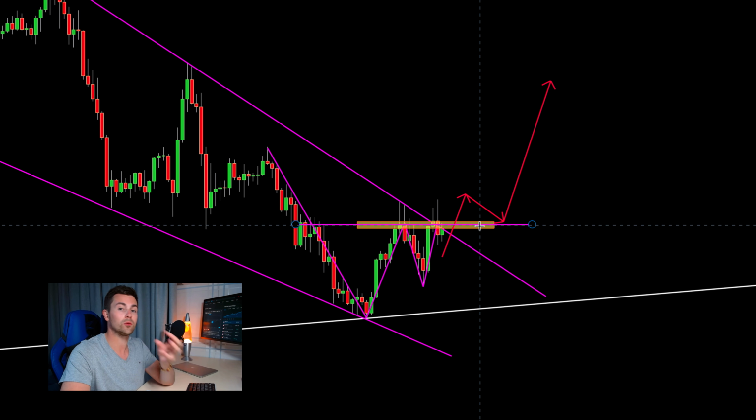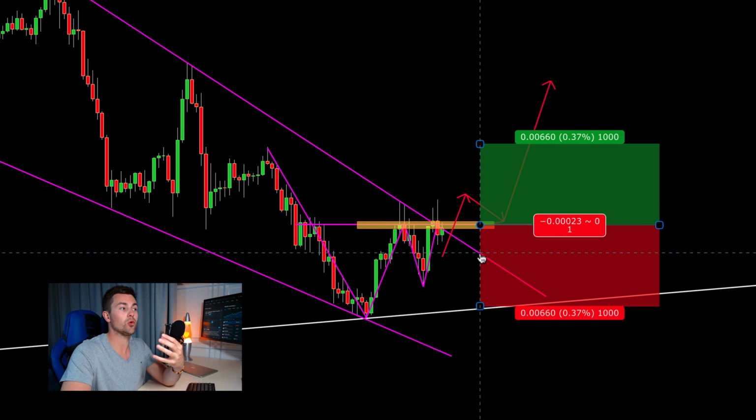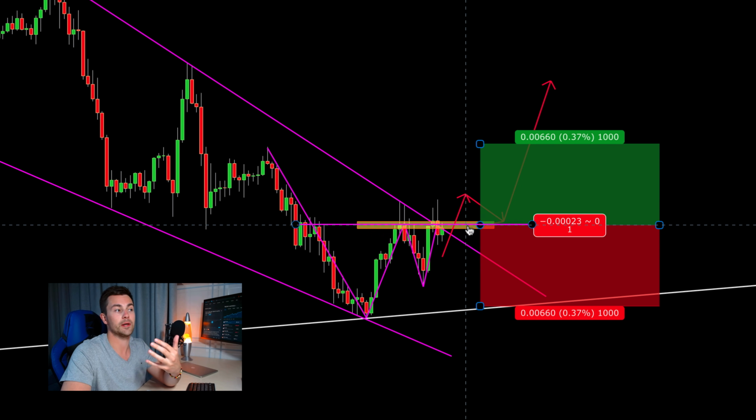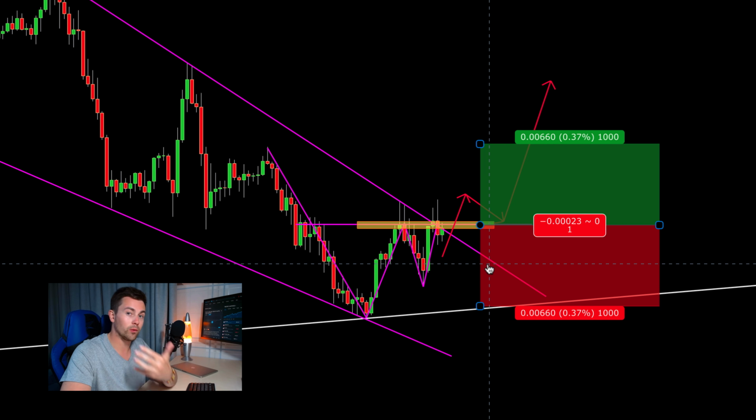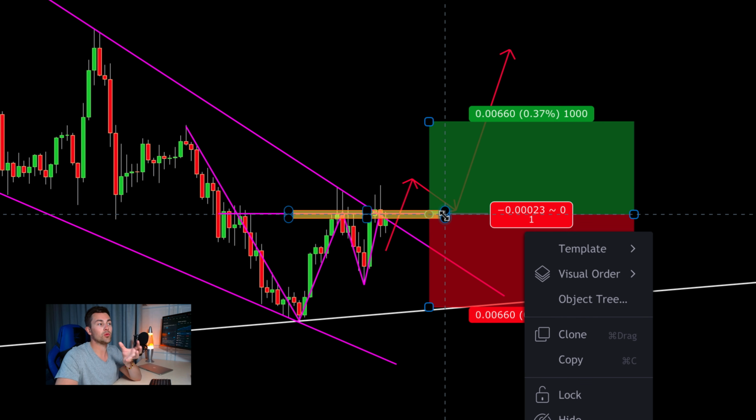I like to rely on horizontal structure. For me, the horizontal structure is always just more strict. For that reason, I always try to adjust my entries based on the horizontal structure, and moreover chances are high that the price will retest that horizontal structure rather than the broken falling resistance. So this here will be our entry, and where will be the stop?